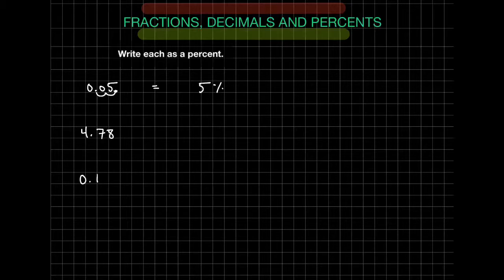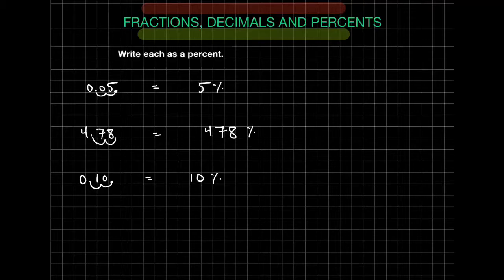Okay, this next one, 4.78, we just move it over once, twice. So we're going to say that is 478%. 0.1, we just move it over once, twice. Okay, we're going to say that equals 10%. Remember, you just fill in that little zero there. So there it is. Write each as a percent. Just move it over twice.